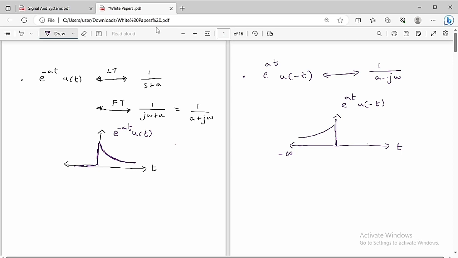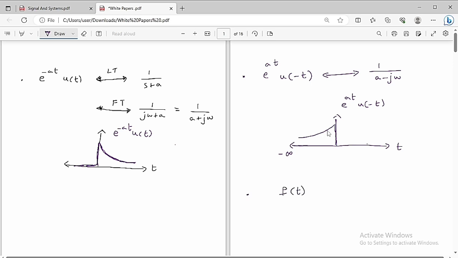If you see clearly, for e to the power of minus at into u of t, the Fourier transform is 1 by a plus j omega. Suppose you want the Fourier transform for e to the power of at into u of minus t, then the Fourier transform is 1 by a minus j omega. So I want you to remember this formula.